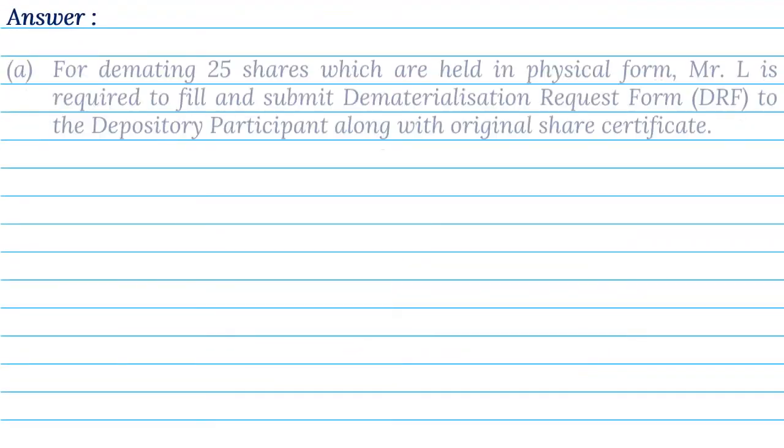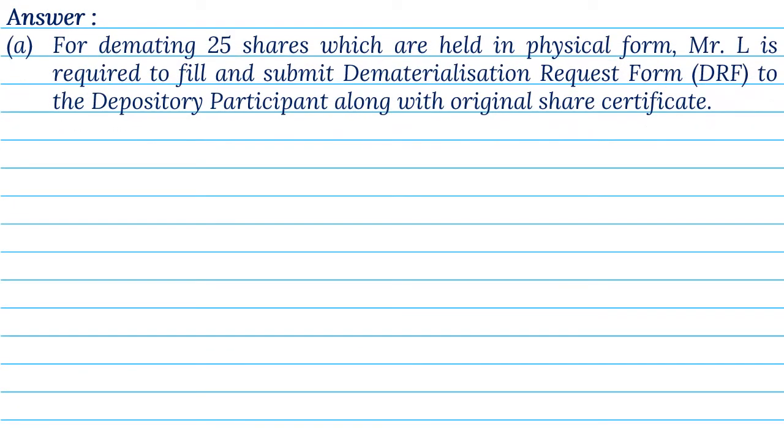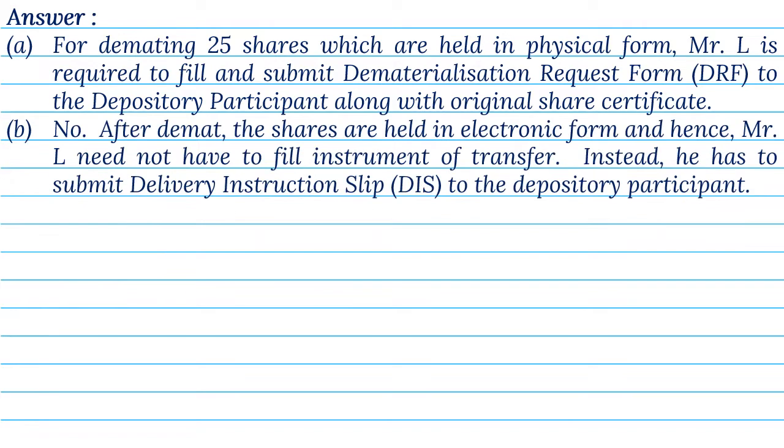Answer. A. For demating 25 shares, which are held in physical form, Mr. L is required to fill and submit dematerialization request form (DRF) to the depository participant, along with original share certificate. B. No. After demat, the shares are held in electronic form, and hence, Mr. L need not have to fill instrument of transfer. Instead, he has to submit delivery instruction slip (DIS) to the depository participant.